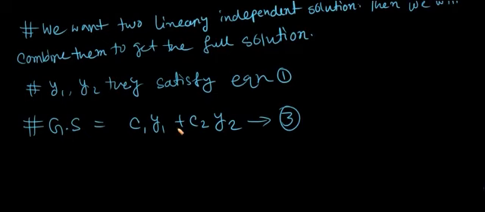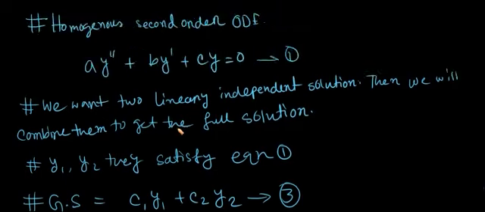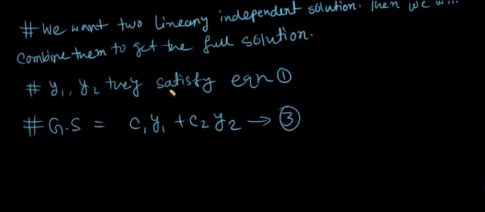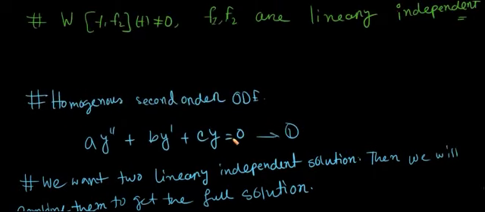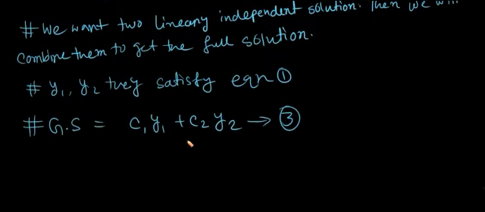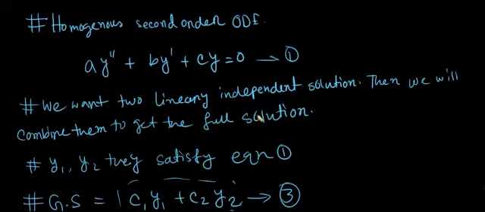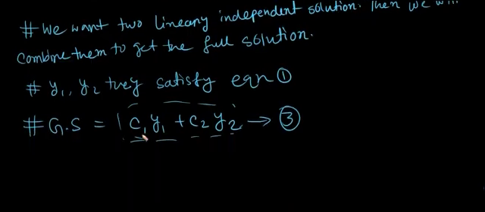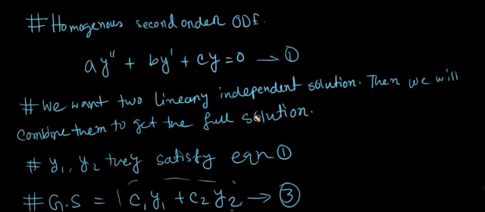And so since y1 and y2 are solutions of equation 1, it turns out that their linear combination will also be a solution of 1. All you need to do is put this thing over here into 1 and differentiate. So these are some things that will be useful. Now we want to see what forms y1 and y2 take.